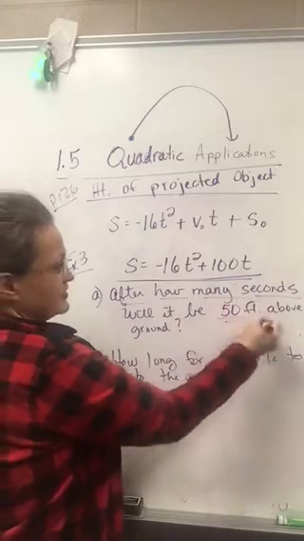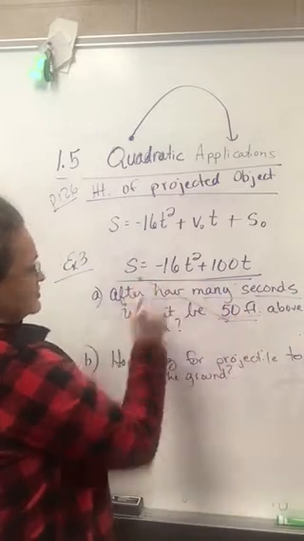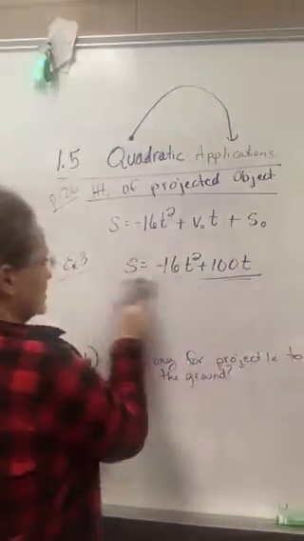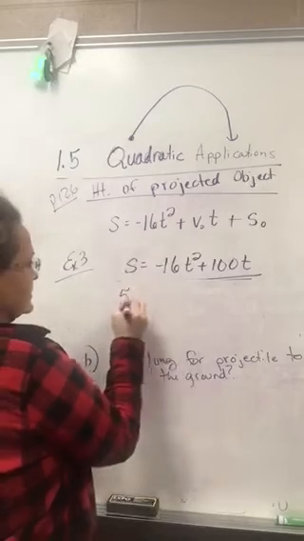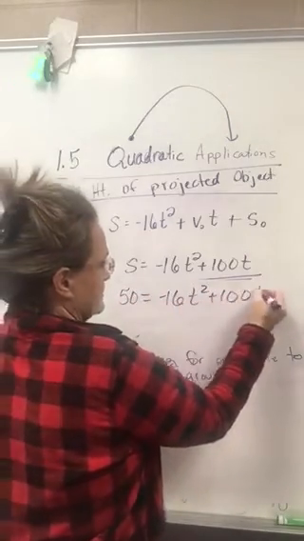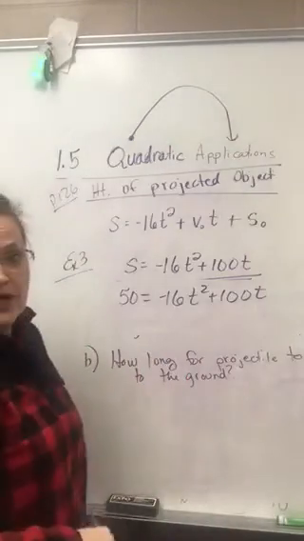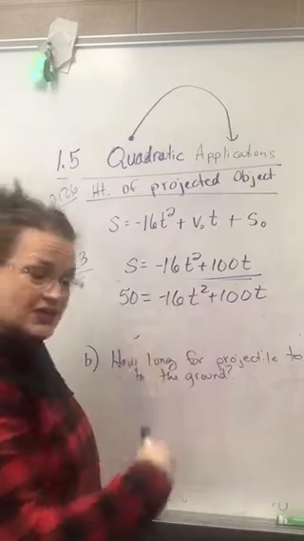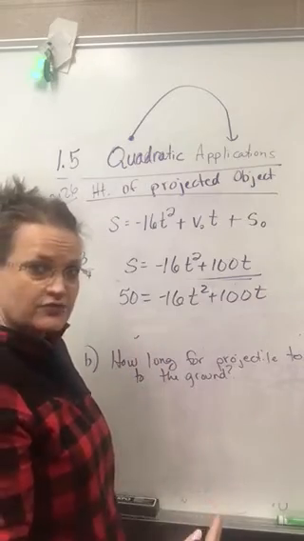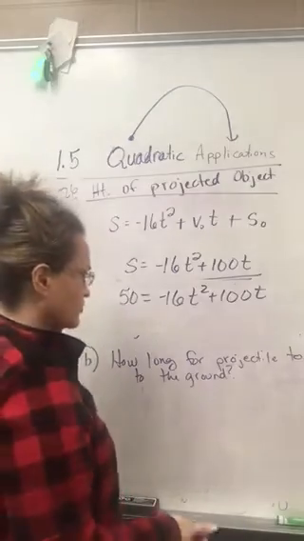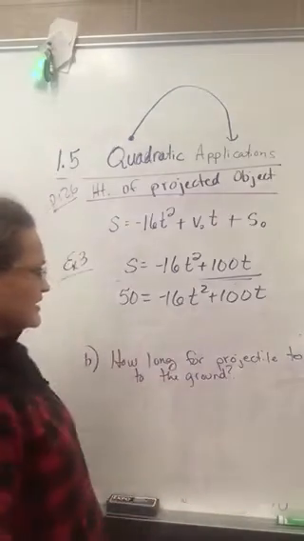We know 50 feet above the ground, so that belongs in for S. So to work this problem, I'm going to change S to 50 and solve for T. And then I've got a quadratic now to solve. To solve a quadratic, we know that we get it all on one side equal to 0, get it in standard form, and then we can use the quadratic formula or try to factor it if it's factorable. So we'll solve that in a second.